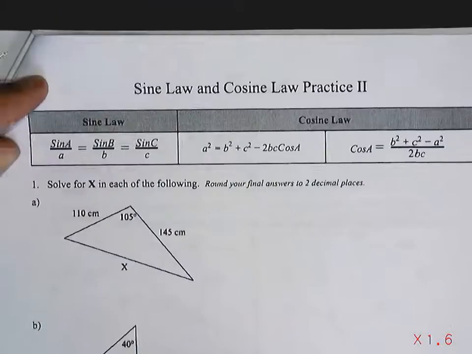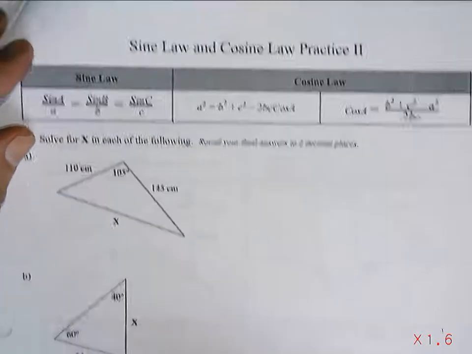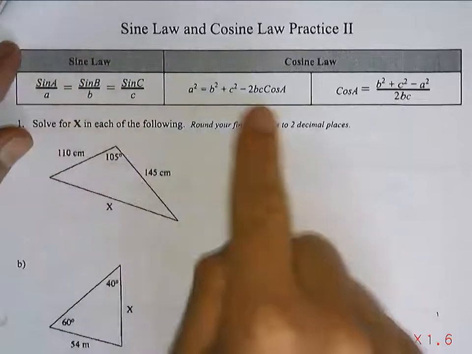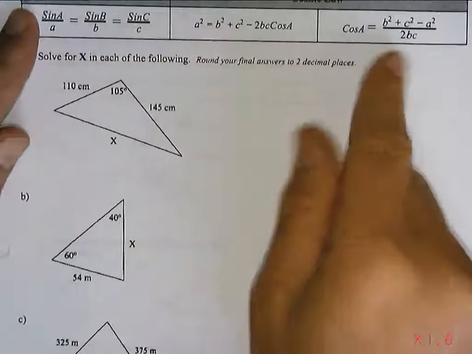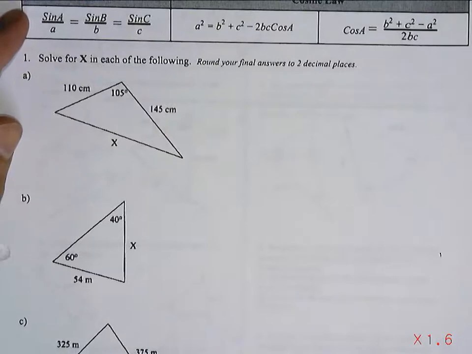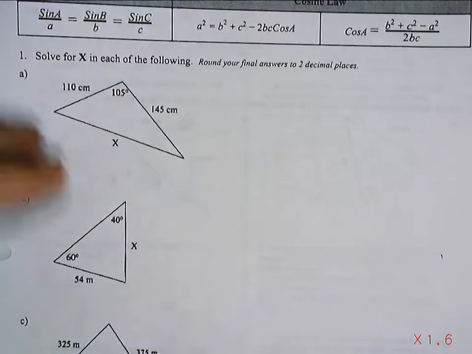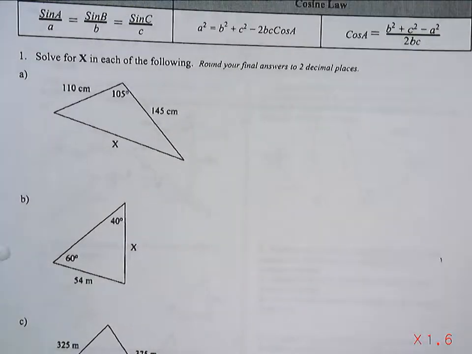Okay, so let's finish off this sheet, sine law and cosine law practice 2. Here are all your relationships along the top, and we've got 4 questions to work through. Now, you need to read the questions, and the question says to solve for x. On your test, there will be a difference between solving for x and solving the triangle. So make sure that you read it and you understand the differences.